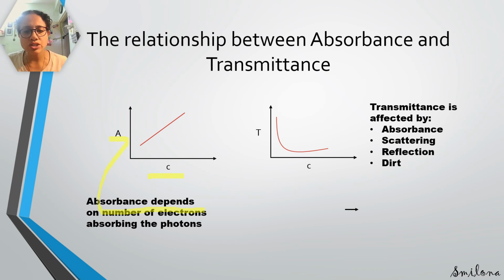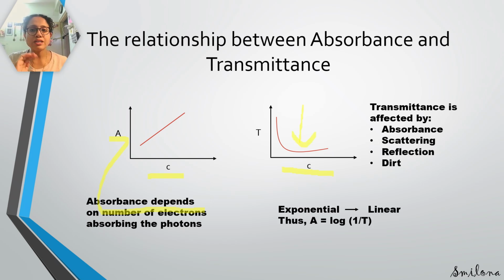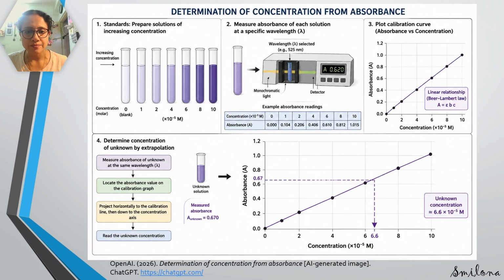As the concentration increases, you see an exponential decrease in the transmittance. So now if I have an exponential decrease in transmittance, but I need something that is linear, absorbance, what kind of relationship do we have? Because it's an exponential dependence and I need a straight line, a linear dependence, I use the logarithmic transformation. So therefore, absorbance is calculated as log of 1 by T.